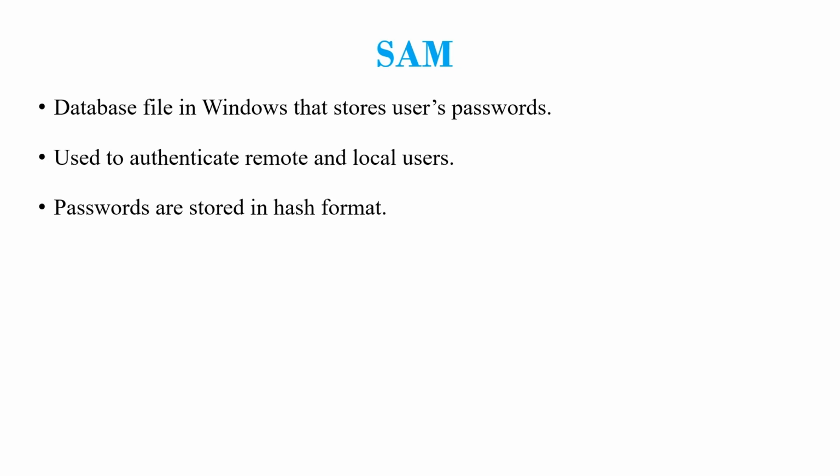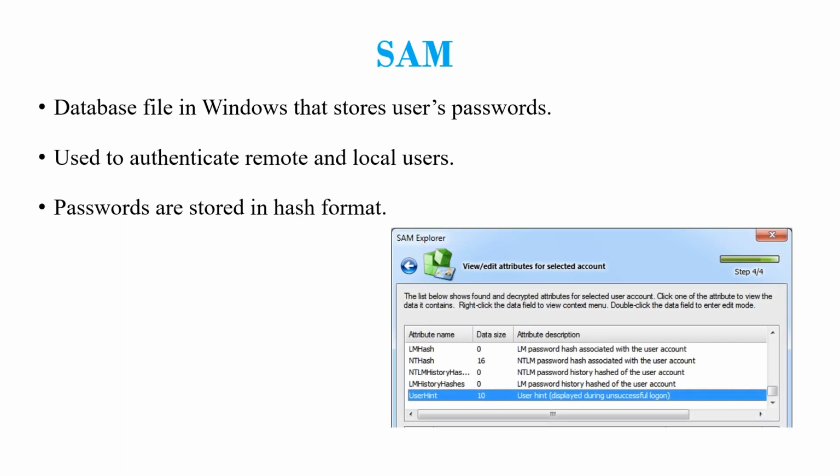Next artifact is the SAM database, meaning Security Account Manager. It is a database file in Windows which stores users' passwords used to authenticate remote and local users, and the passwords in this database are stored in hash format. So it is a database file in the Windows operating system that stores the user accounts and passwords. The purpose of this database is to make the system secure and protect it from any data breach, and it stores the passwords in hash formats.